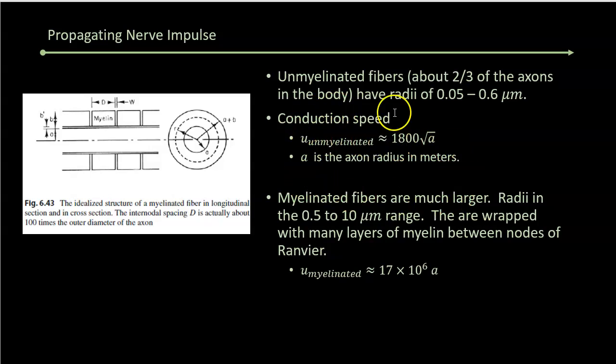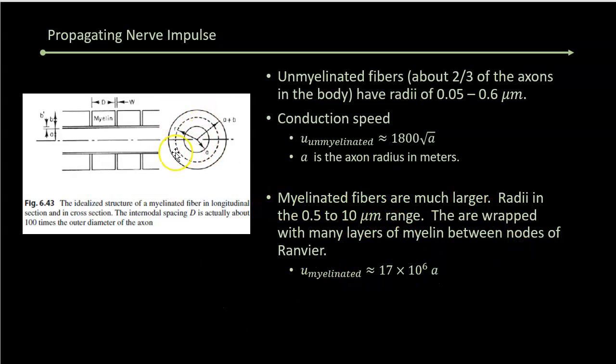That's compared to how fast a myelinated axon propagates a signal, which is 10 to the 6th times the radius, right? So this is much greater than this at times. The myelinated fibers are also much larger because not only do you have the axon, but you have the myelin around it. And so in the 0.5 to 10 micron range, they can get quite large.